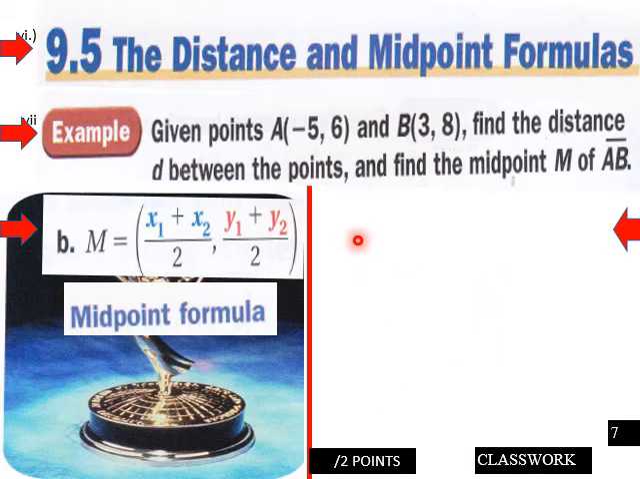And then we end up with negative 1. Negative 5 and 3 is negative 2, over 2 is negative 1. And then 6 and 8 would be 14, over 2 would be 7. So there's our midpoint for this line.